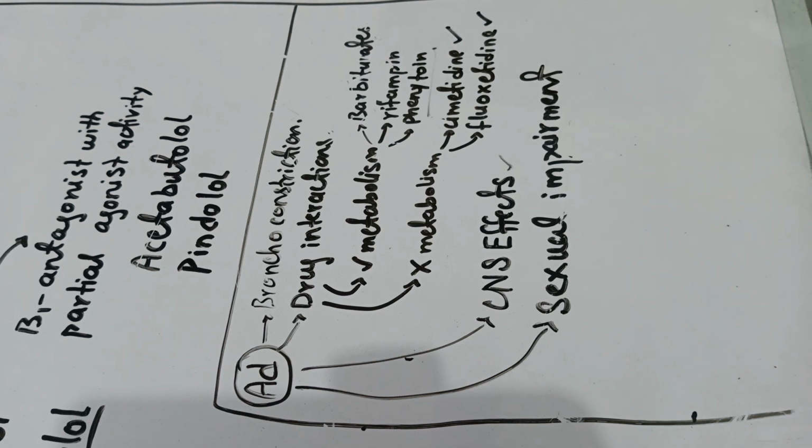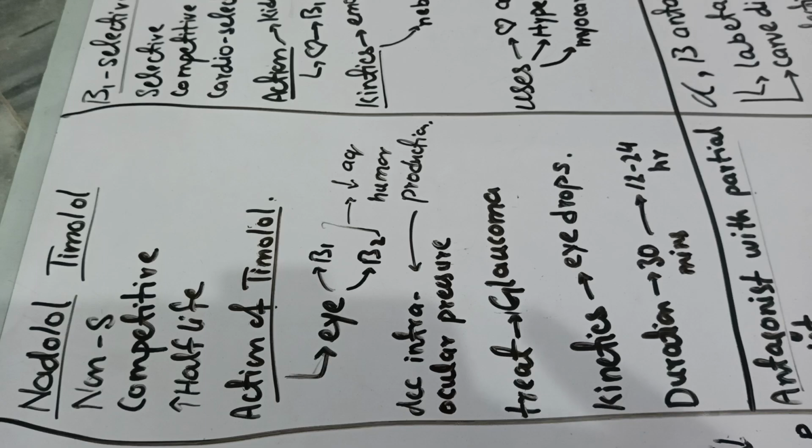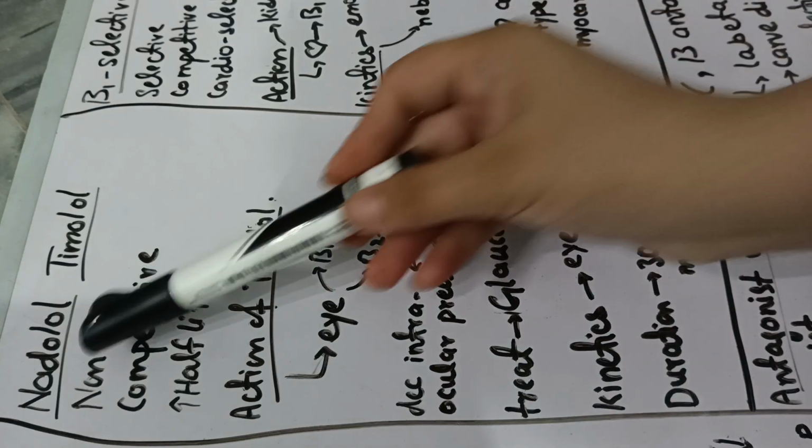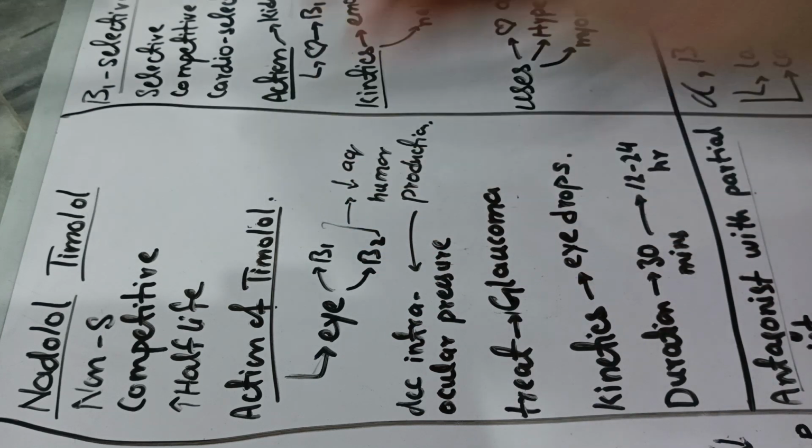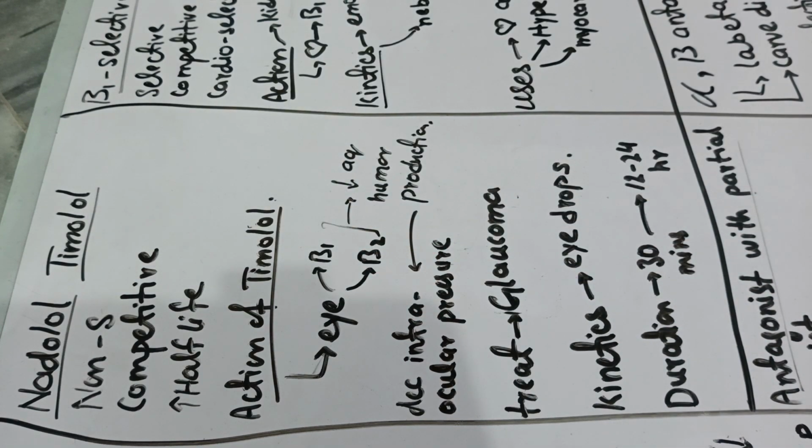So these are some adverse effects of propranolol. Now let's discuss the second non-selective beta adrenergic antagonist drugs. So this is the second one, Nadolol. This is one drug. The second drug is Timolol. So these are the two beta adrenergic drugs.